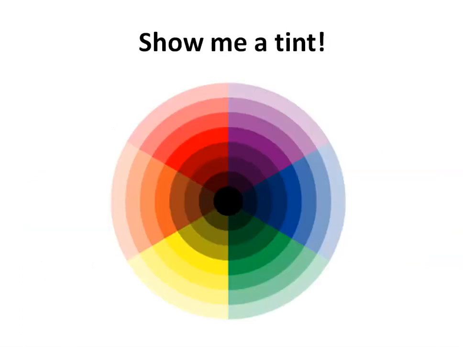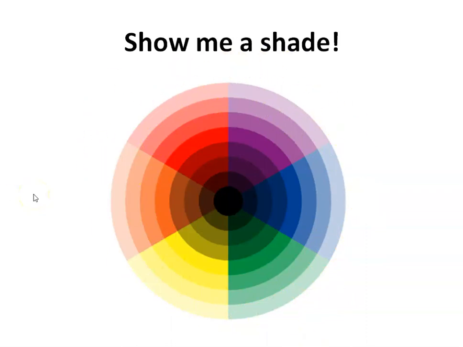So on here, I want everyone to point with their finger and not talk with their mouth. Point to a tint. That's right. All this stuff on the outside here has had white added, and it is a tint. All right. Same thing for a shade. Everybody point to where a shade is. Where's a shade? Yay! It's this stuff on the inside here. All these dark colors in here, those are our shades.